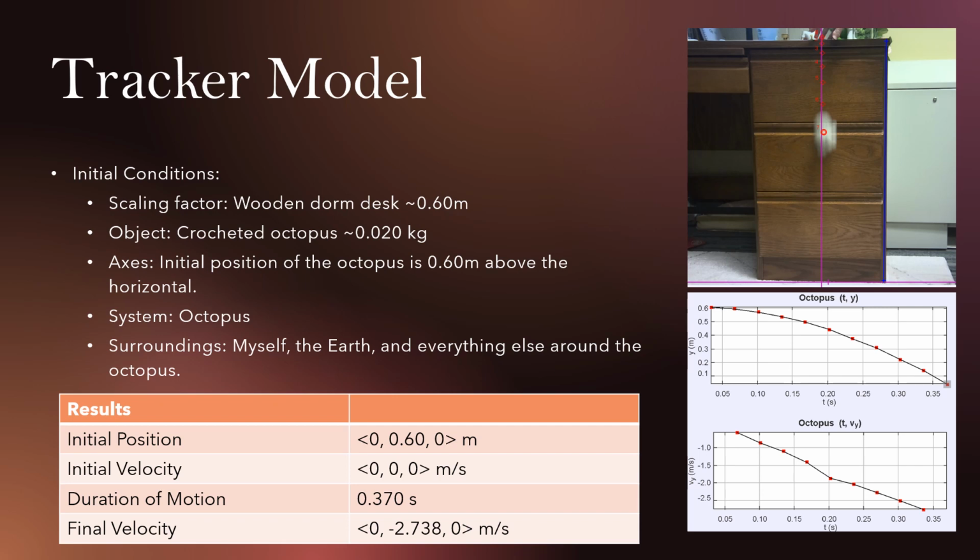As you can see, the position versus time graph has a curvature indicating acceleration, and the velocity versus time graph has a downward slope, meaning it has a negative acceleration.